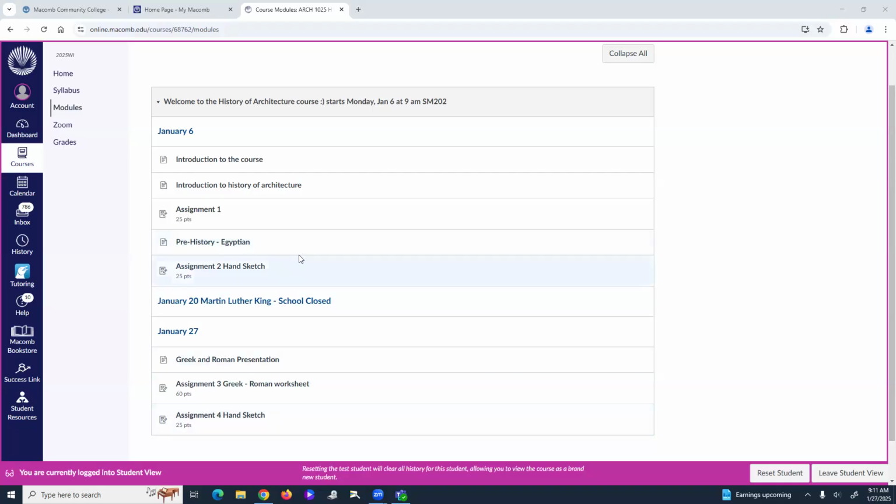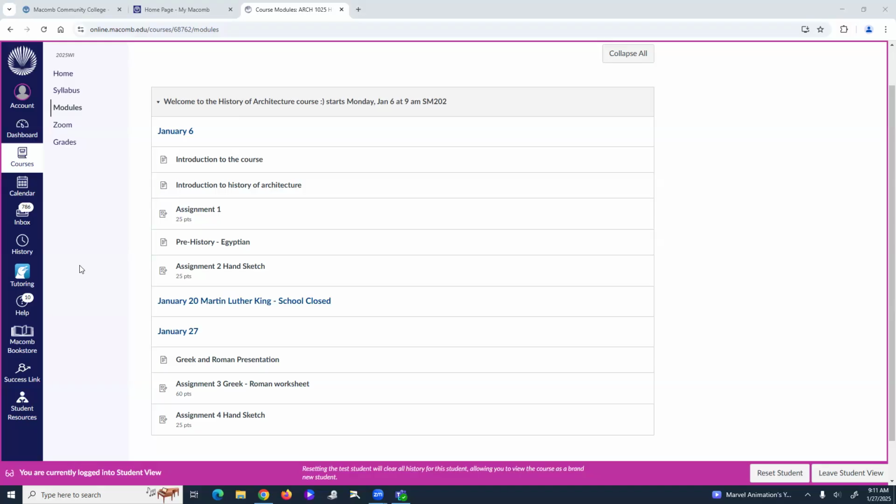And we started with the prehistory and Egyptian. We did a couple of hand sketches there, which is kind of our pattern a little bit. We're going to have just a few small written assignments, but not any major essay questions, so you don't have to cringe at that.